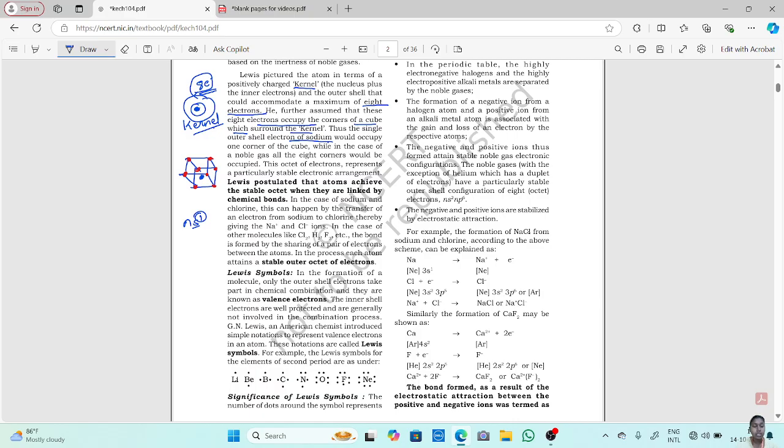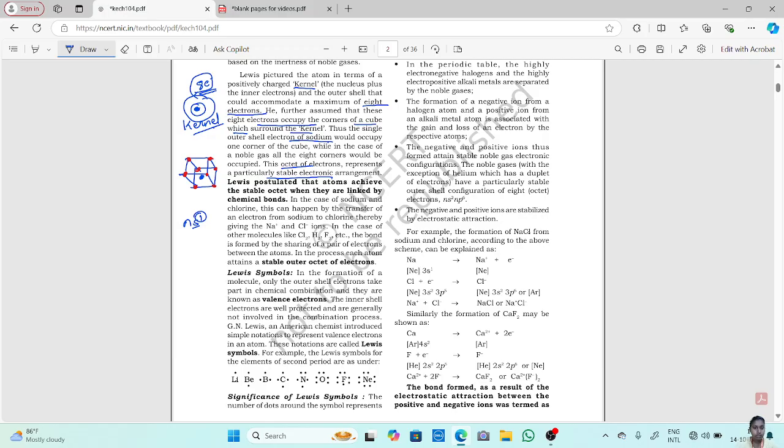Now, this octet of electrons represents a particularly stable electronic arrangement. Since it is 8 electrons, we call it an octet. Since they occupy all the corners, they are away from each other and equally distributed around the kernel, that is the nucleus also. So it is a particularly stable electronic arrangement.